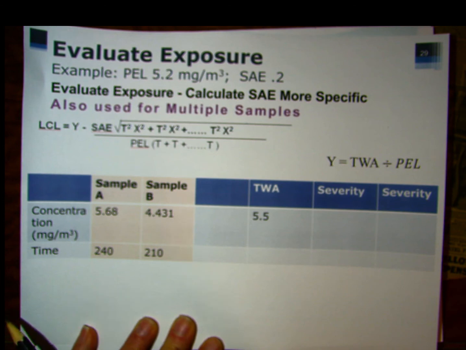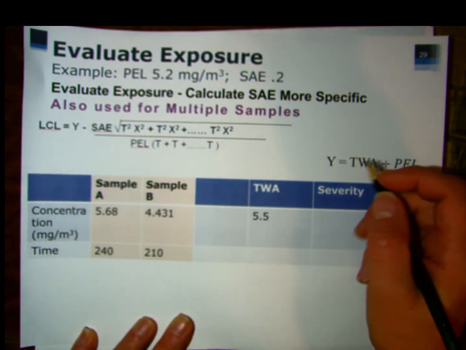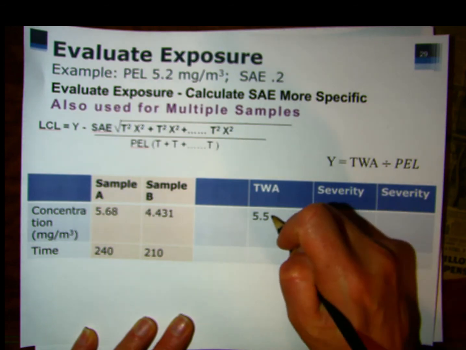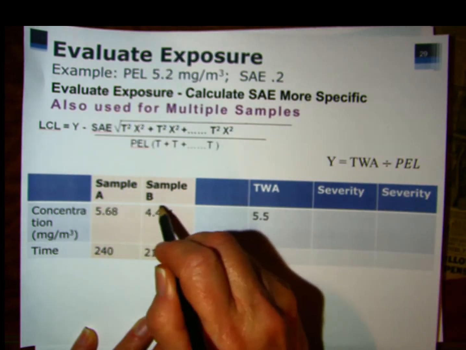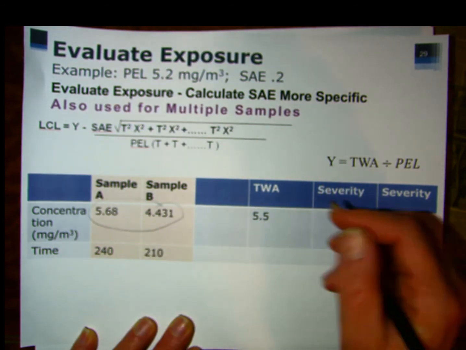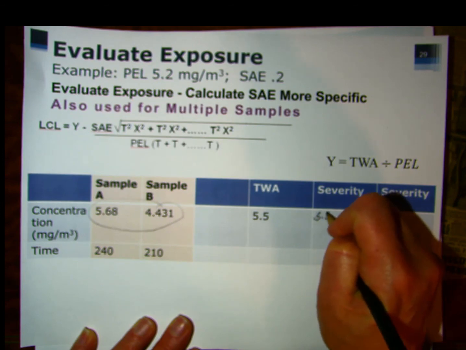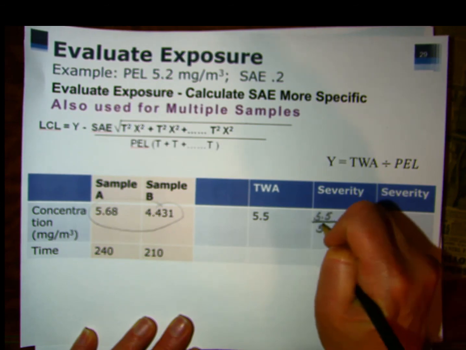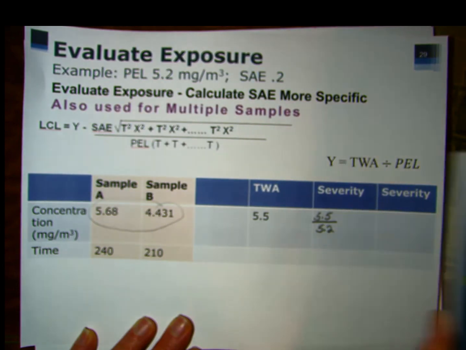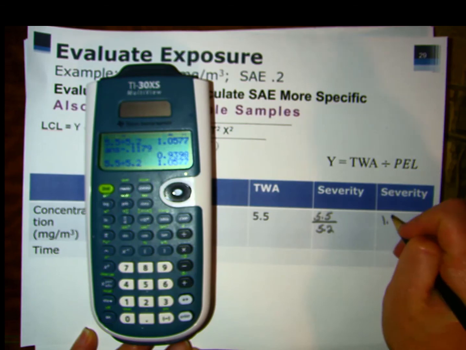Okay, so we have our setup here, and that's probably what's most important, to get our setup right. So let's start by calculating our severity. This is our time-weighted average of these two together, which we've already previously calculated. Our severity is our time-weighted average divided by our PEL, which gives us a severity of 1.057.